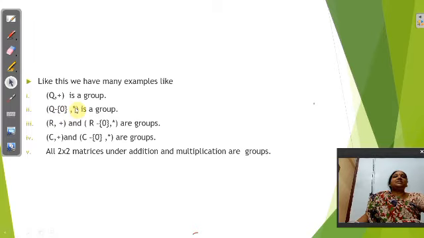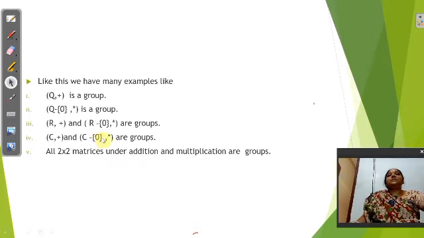So Q minus 0 under multiplication is a group, and R with plus and R minus 0 with respect to multiplication are groups, and C with plus and the non-zero complex numbers, C meaning complex numbers, under the operation star are groups. Star means, if not defined otherwise, the binary operation is multiplication. All 2 by 2 matrices under addition are groups too.